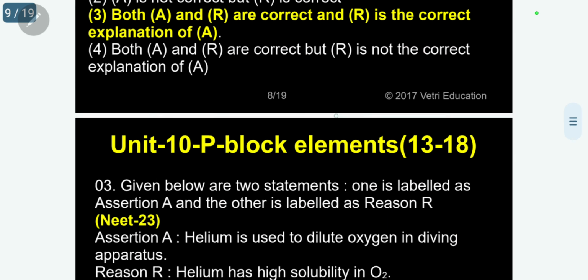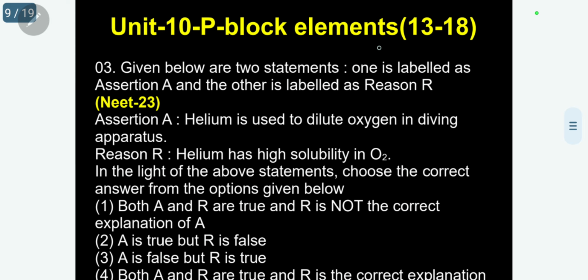Okay, let me go for question number 3. The question is, given below are two statements. One is labeled as assertion A and the other labeled as reason R. Question asked in NEET 23. Assertion A: Helium is used to dilute oxygen in diving apparatus. Reason R: Helium has high solubility in O2.